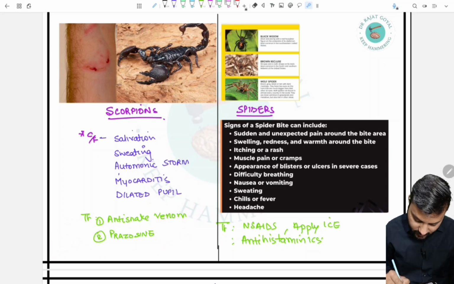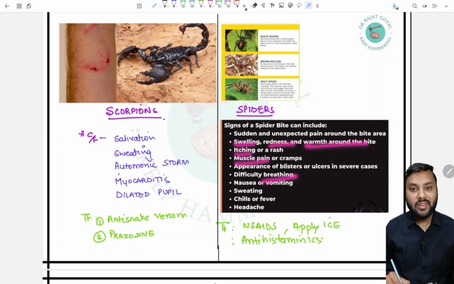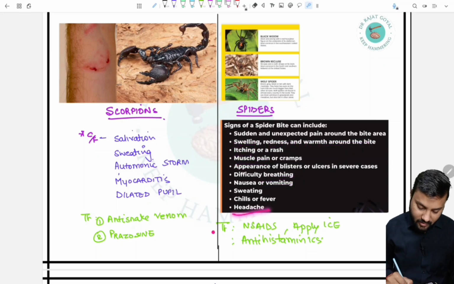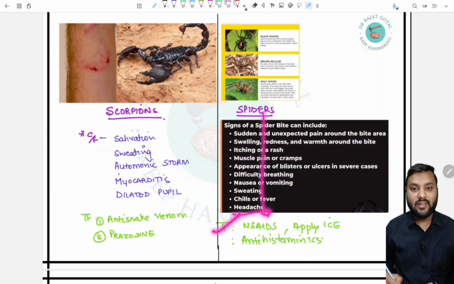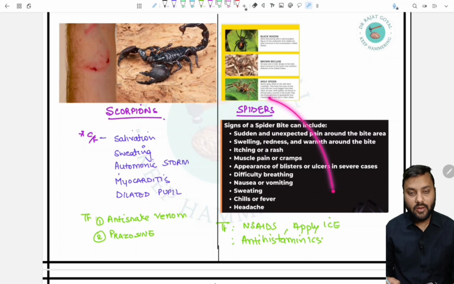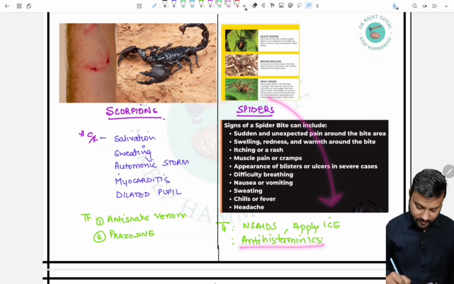In spider bite, the symptoms are swelling, redness, warmth around the bite, itching, muscle pain, difficulty in breathing, vomiting, chills and fever, and headache. In the treatment of spider bite, we have to give NSAIDs for decreasing the pain. We have to apply ice for decreasing the swelling, and we have to give antihistaminics.